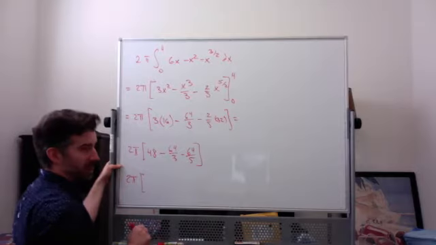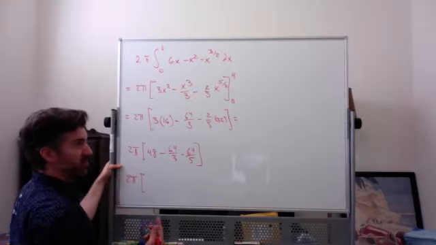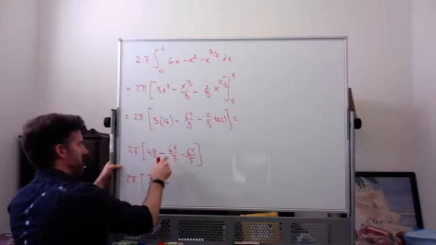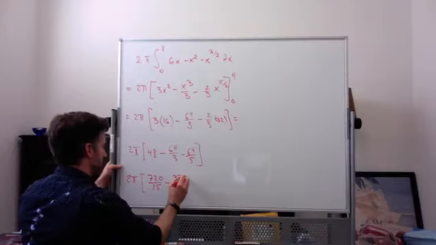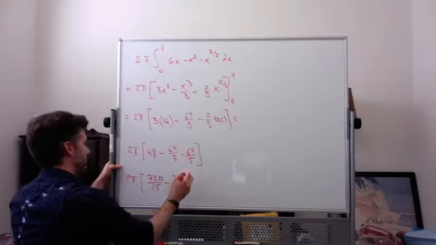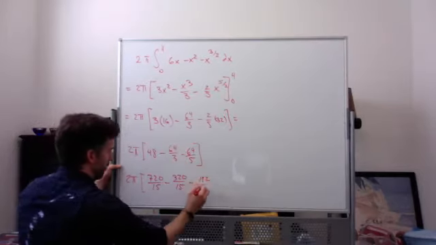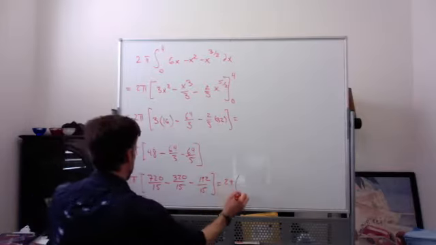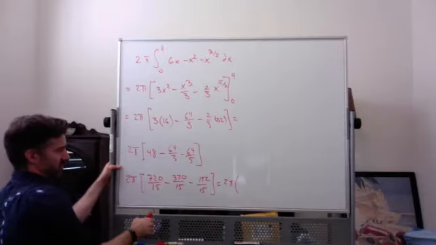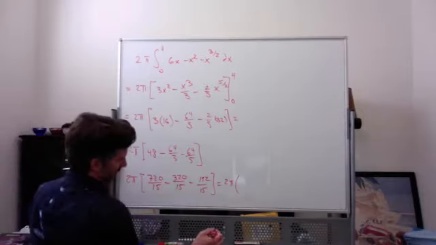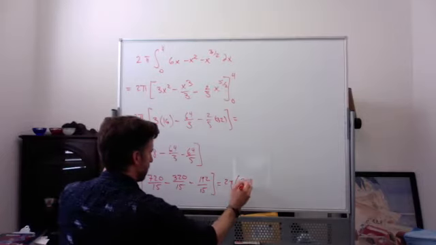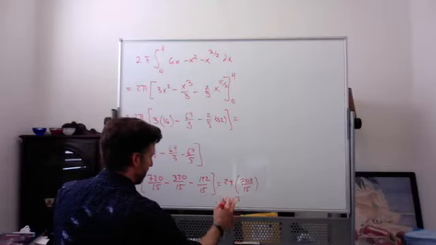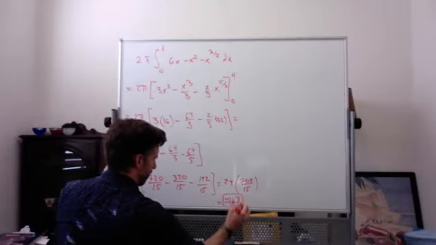48 times 10 is 480. Half of that is 240. 480 plus 240 is 720. So you get 720 over 15, multiply this by 5 over 5, and you get 320 over 15. Multiply this by 3 over 3, and you get 192 over 15. And then put it all together, you get 2 pi times 720 minus 320 is 400. And 400 minus 192 is 208 over 15. So the final answer would be 416 pi all over 15. Gross.